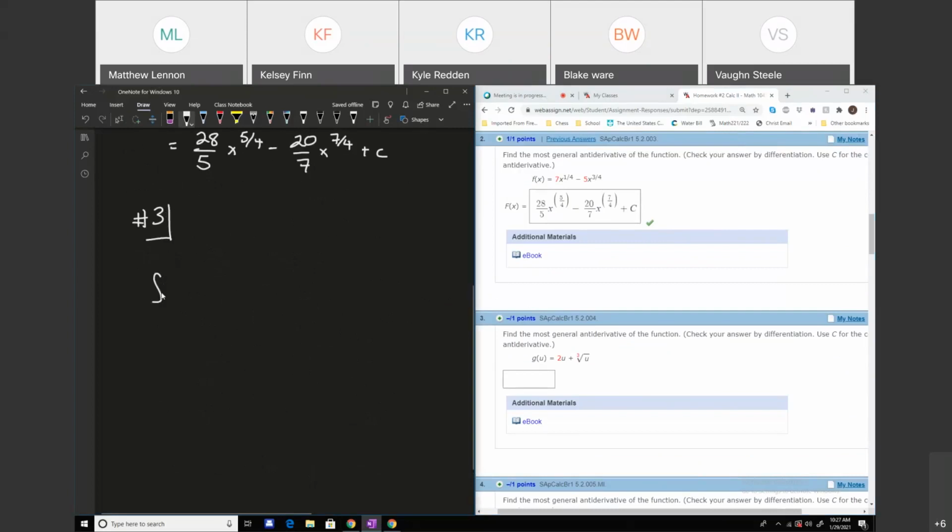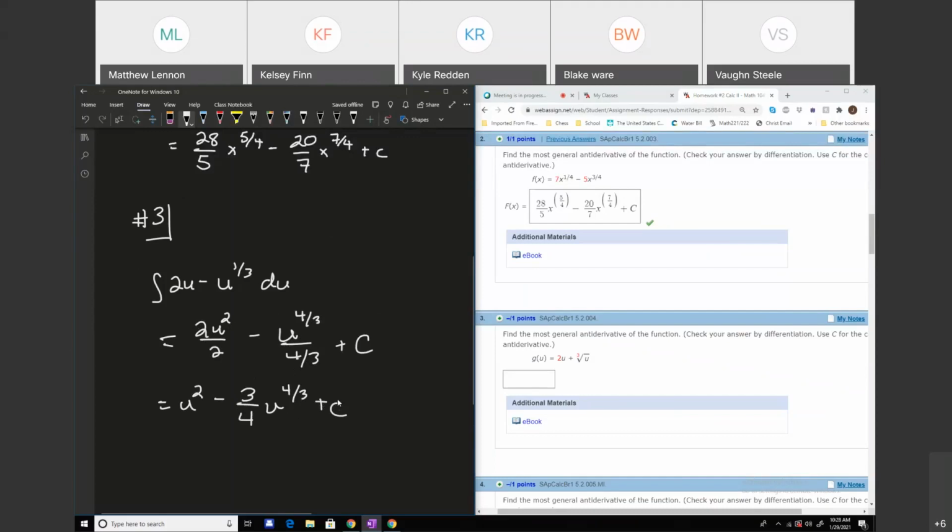We're integrating 2u minus u to the 1/3, or the cube root of u, but we really want to write that as u to the 1/3, so it looks like the previous example, number 2. So that is just going to be 2u squared over 2 minus u to the 4/3 over 4/3 plus capital C, which is u squared, and then remember, flip over the fraction and multiply it, so 3/4 u to the 4/3 plus c. Pretty straightforward.